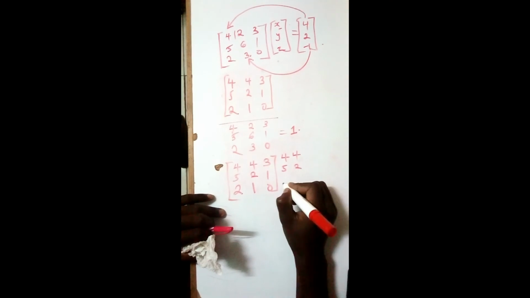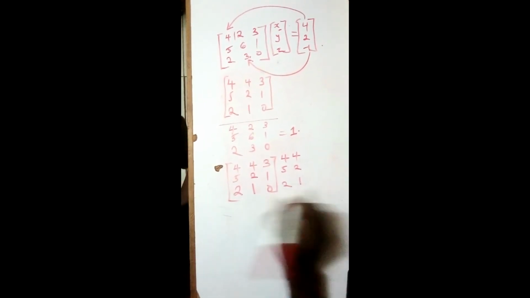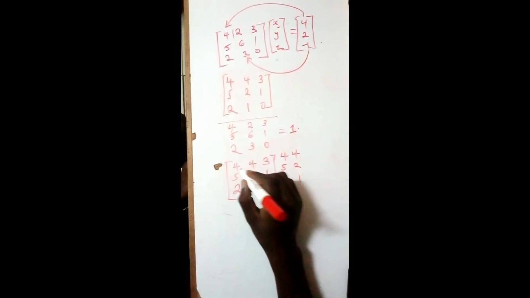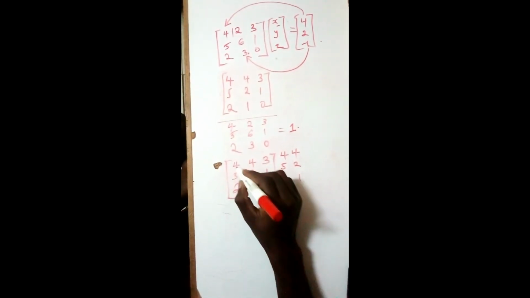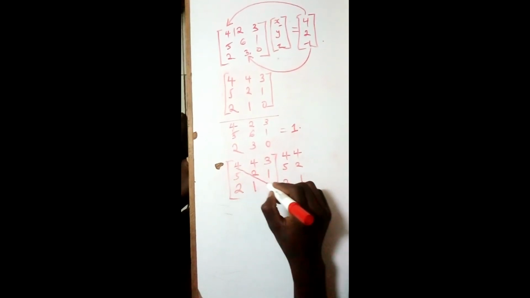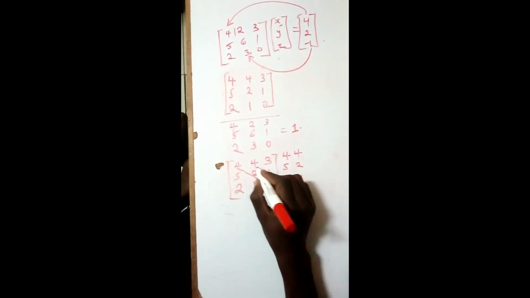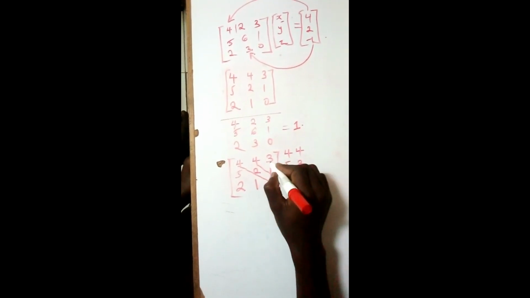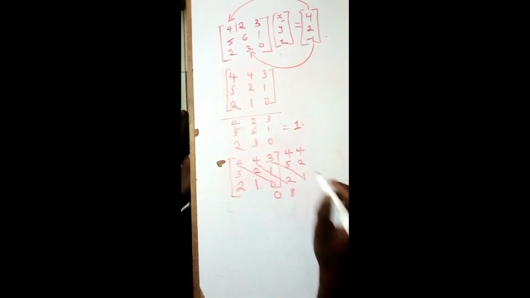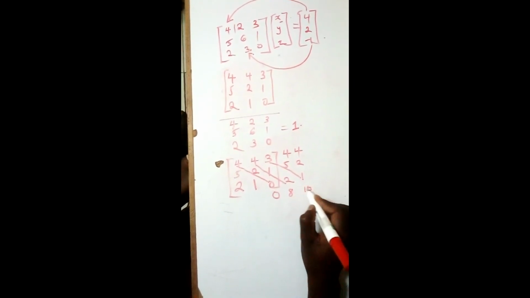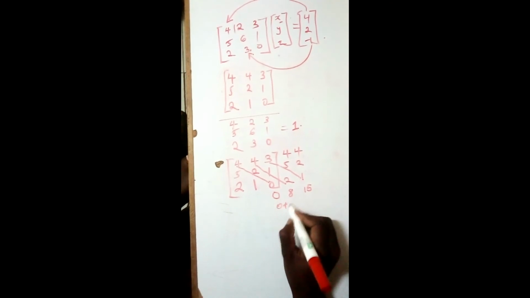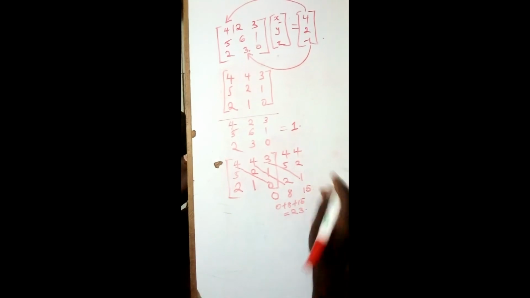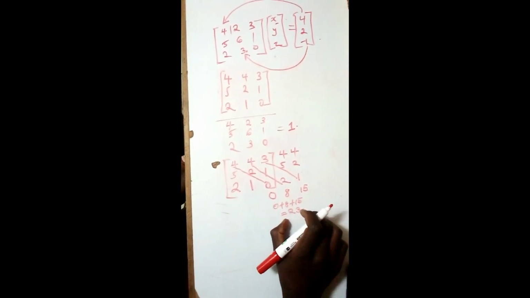5, 2, 2, 1. Then we are going to multiply. We're going to first multiply the main diagonal, or the principal diagonal, which is going to be 4 multiplied by 2 multiplied by 0, which is 0. Then 4 multiplied by 1 by 2, which is 8. Then 3 multiplied by 5 by 1, which is 15. Then add 0 plus 8 plus 15, which is going to give us 23. That's for the principal diagonal.